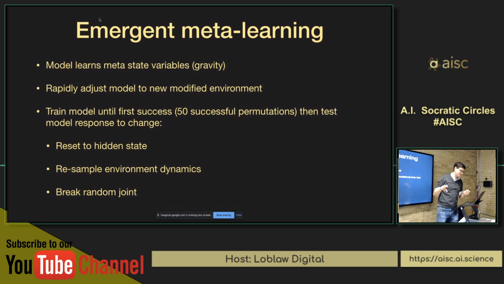One, they trained the model, and after its first 50 successful runs, they changed the system. They reset the hidden state of the neural network, or resample and suddenly change the environment very drastically, or they break a random joint. So the idea is that I have my model trained, and it's not overfitted, and it's actually generally learning the environment in its hidden states. So if I change the system, it should not affect the model as drastically, because it was not simply overfitting, but actually learning and trying to capture the environment. Is that clear?